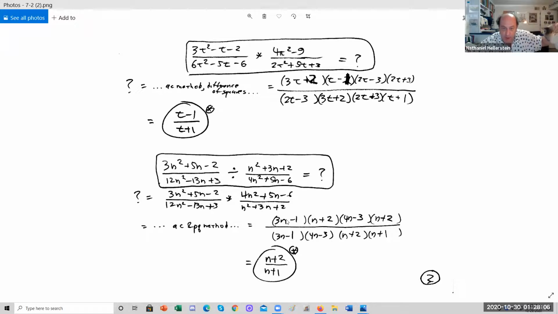The 3n minus 1s go away. This n plus 2 goes away. This 4n minus 3 goes away. All that's left is this, n plus 2 over n plus 1.